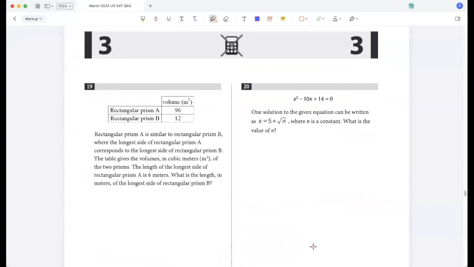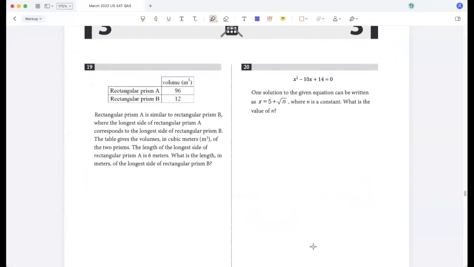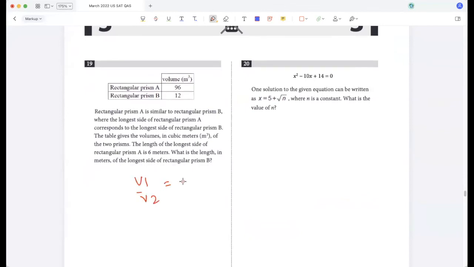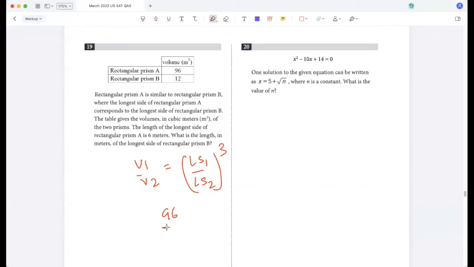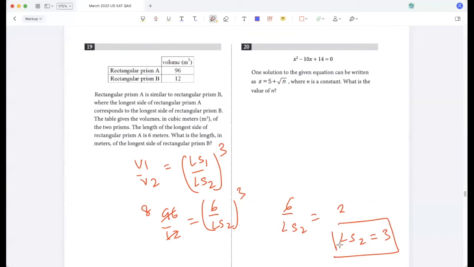Rectangular prism A is similar to rectangular prism B, where the longest side of A corresponds to the longest side of B. The table gives the volumes in cubic meters of the two prisms. The length of the longest side of A is 6. What is the length of the longest side of B? Okay, so the ratio of their volumes will be the same as the ratio of the cube of their longest sides, right? So 96 by 12 will be 6 by ls2 cubed. So 12 into 8. So 6 by ls2 is 2. So ls2 is 3. Yeah, so this is 3.